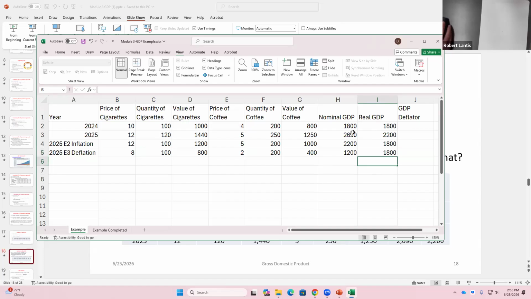So inflation overstates the change in GDP if I'm just looking at nominal GDP. Deflation would understate, or make it look like GDP went down when in fact it hasn't changed. I'll save this here. Any questions on this before we keep moving? Okay.